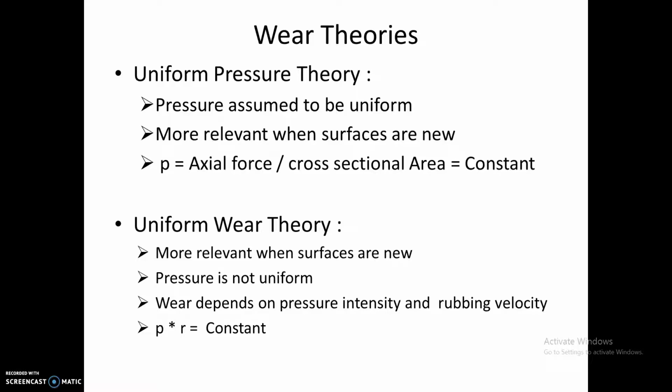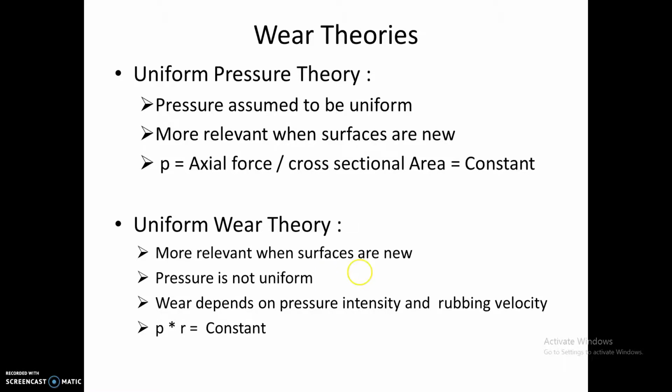As per the assumption, for uniform pressure theory, we use the relation that intensity of pressure, which is nothing but the axial force divided by the cross-sectional area, is constant. P is constant, that is the uniform pressure theory equation. Another theory is the uniform wear theory. Uniform wear theory is more relevant when surfaces are old. In this case pressure is not constant but wear is constant, and the wear of the surface depends on the pressure intensity and rubbing velocity. Wear is different at different areas, and rubbing velocity depends upon the radius of rotation. So in wear theory, we use the equation: intensity of pressure times radius of rotation, PR, is constant.